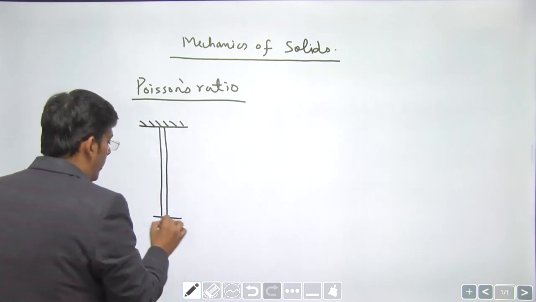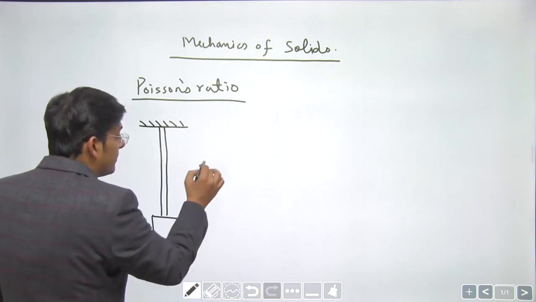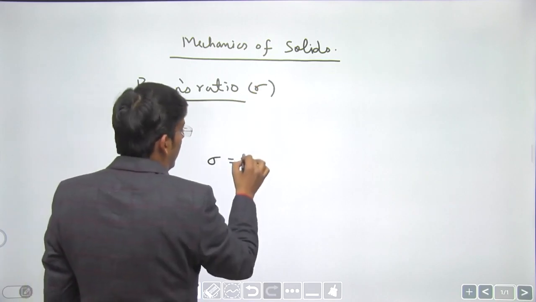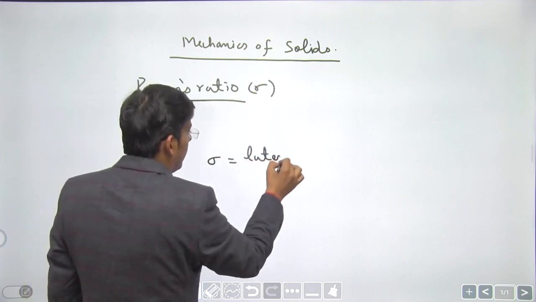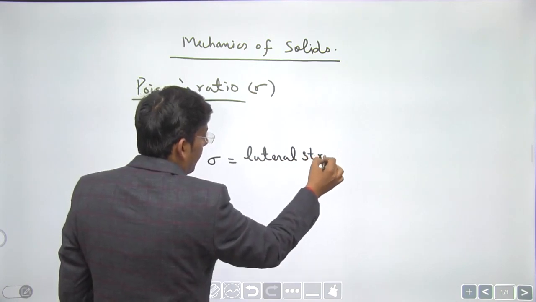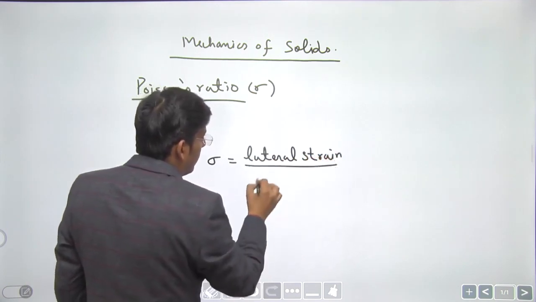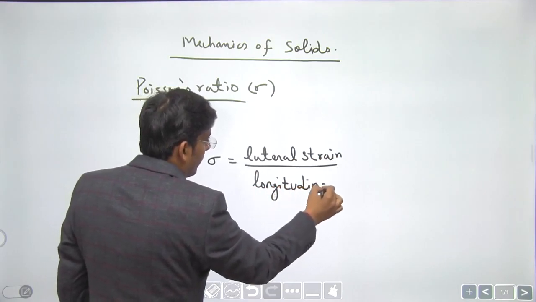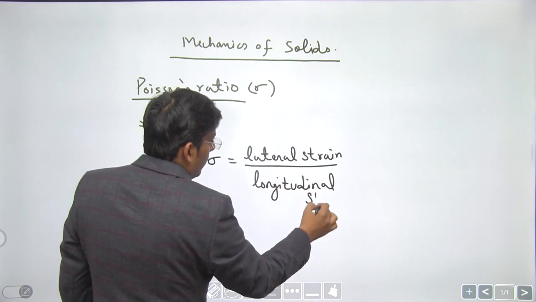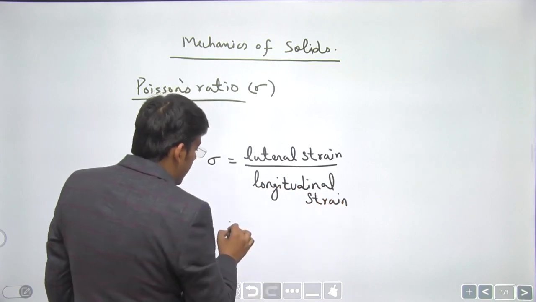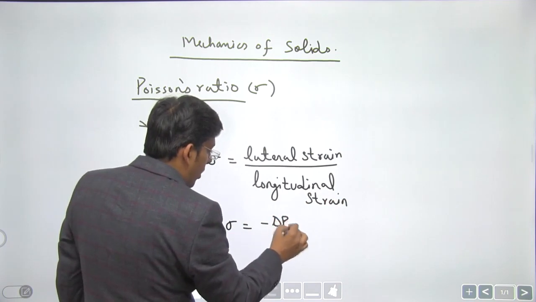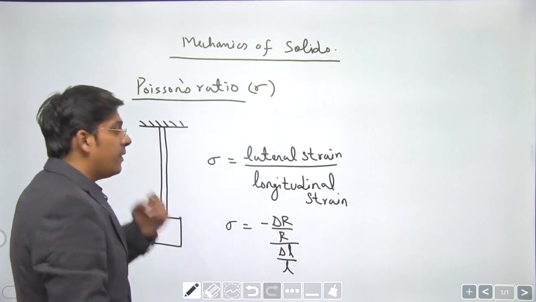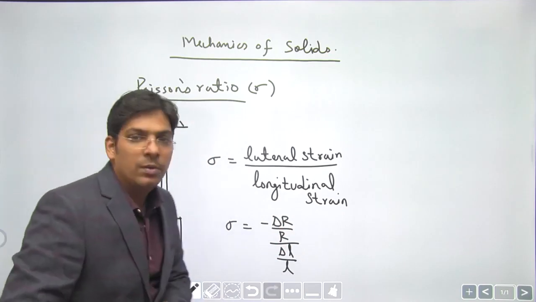So when you apply some load here, the wire extends, and the Poisson's ratio sigma is given by lateral strain divided by longitudinal strain. Okay, this is called your Poisson's ratio. Lateral strain is actually the change in radius divided by original radius. Longitudinal strain is actually change in length divided by original length, dear student. This is what we call Poisson's ratio.